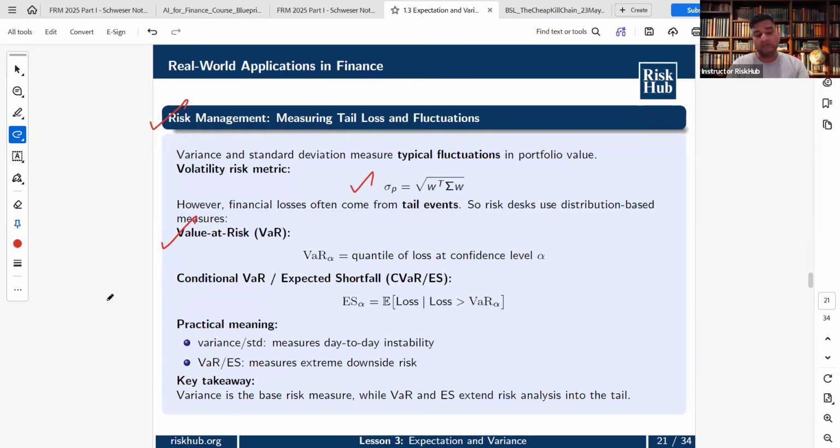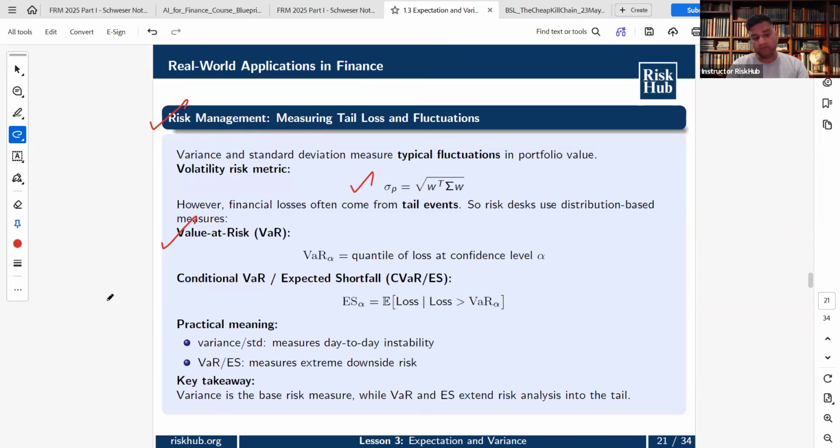VaR is the loss threshold exceeded with probability 1 minus alpha. For example, a 95% VaR of, let's say, $10 million means there's only a 5% chance that losses exceed $10 million. The visual intuition here: imagine a loss distribution function. VaR identifies a cutoff point in the left tail. This boundary is VaR, right?